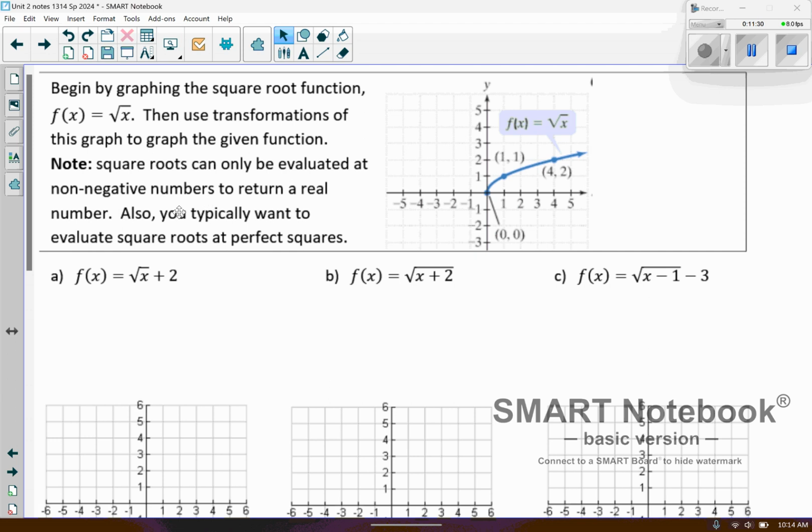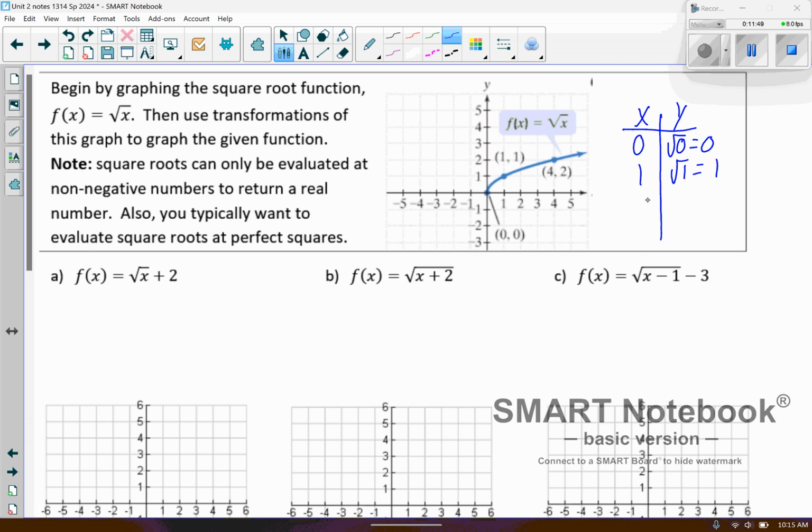Also, you typically want to evaluate square roots at perfect squares. So, like, you don't want to do the square root of 2 or the square root of 3, stuff like that. So, I'll make a table for this one. For example, 0 is a good one because the square root of 0 is 0. 1's good because it's a perfect square, which is 1. See, 2, you're going to get a decimal. 3 would be a decimal, so I'm going to jump to 4. Square root of 4 will give you 2. And so those are the points that we're going to be using.